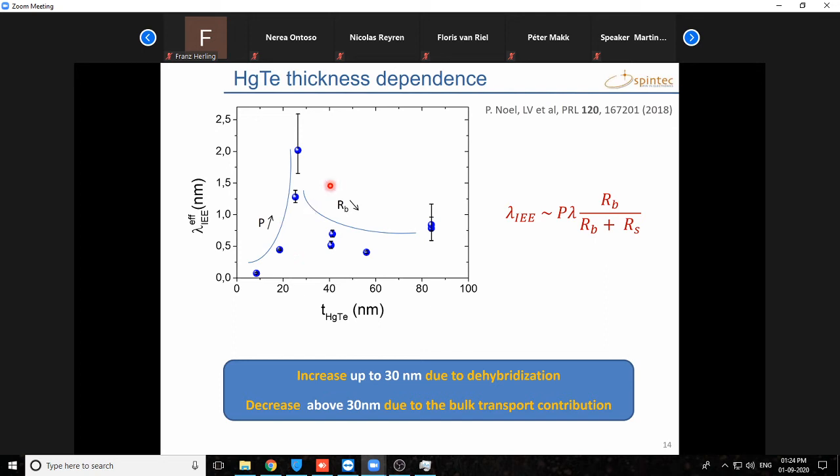And then at two thick layers, the rise of the importance of the bulk state leads to a decrease of the signal. So we define the effective inverse Edelstein length through this expression. And in the case of mercury telluride, this optimum is around 30 nanometers.